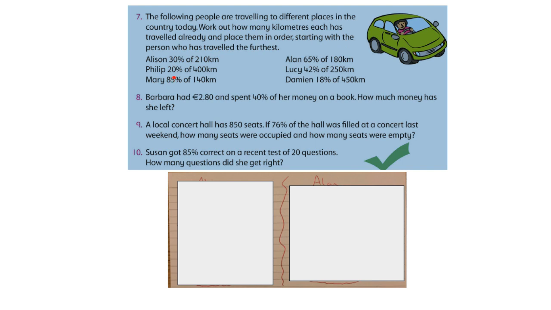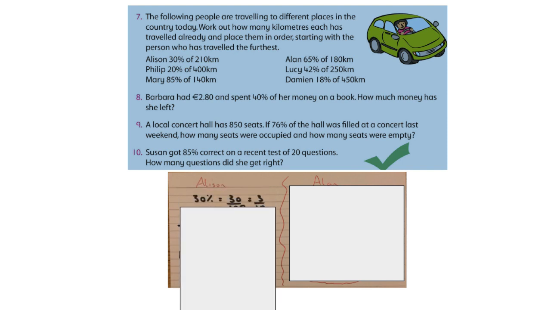Okay, so using our fraction method, 30% of 210 kilometers. So we know that 30% as a fraction is equal to 30 over 100. Can I break that down further into a simpler fraction? I can by dividing by 10 or crossing out my zeros. I get 3/10. So now I'm getting 3/10 of 210 kilometers.